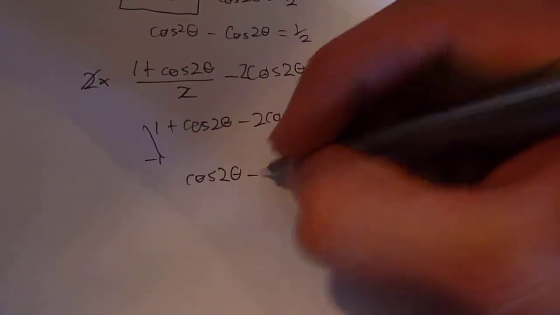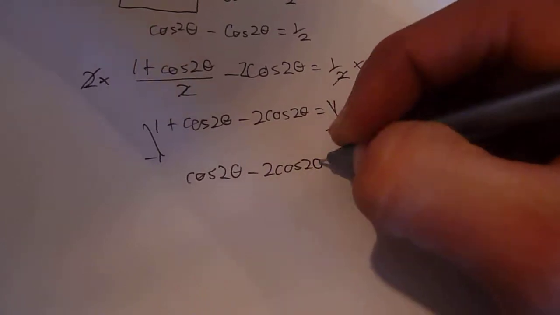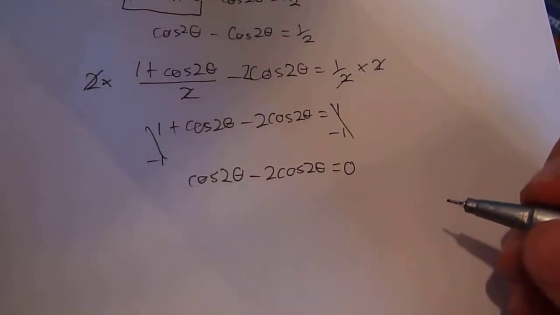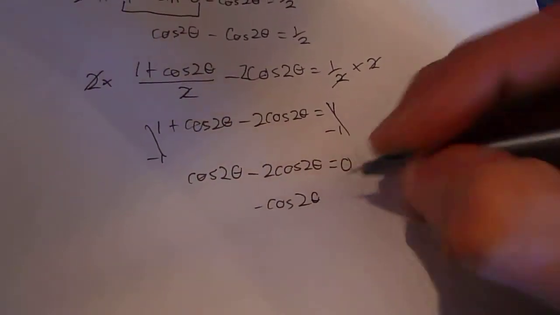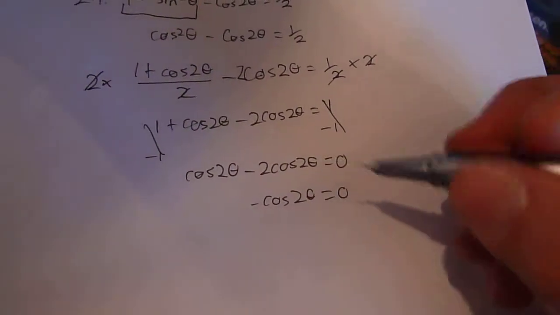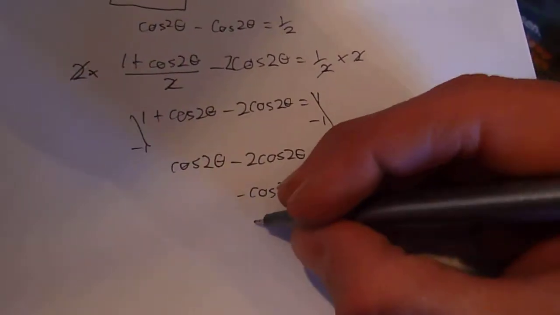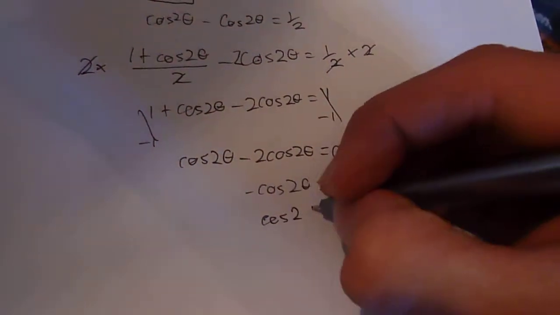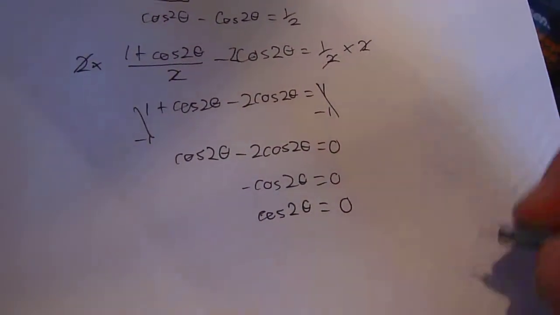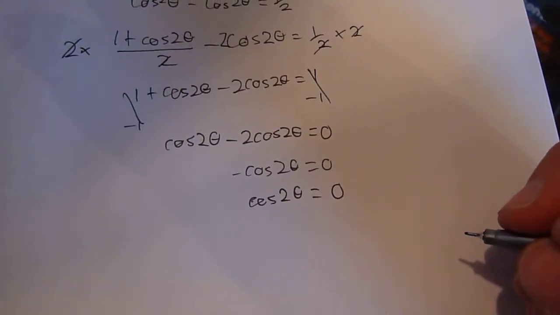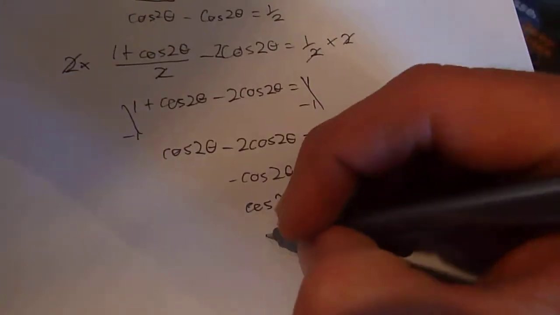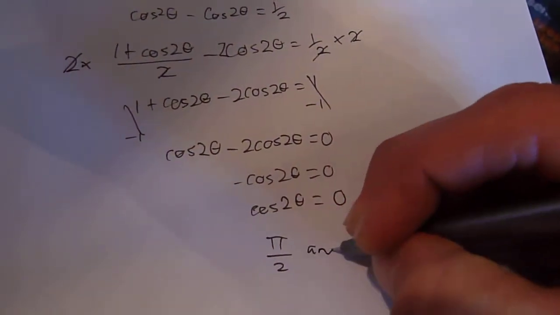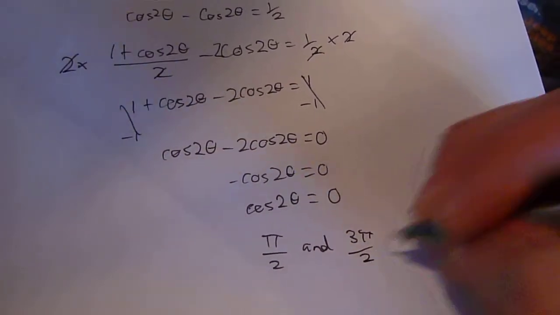And now you have cosine 2 theta minus 2 cosine 2 theta equals 0. And then just by subtracting like terms, you get negative cosine 2 theta equals 0. And then you can just divide each side by -1, and that will give you cosine 2 theta equals 0. And from here you can look at your unit circle and find out where cosine equals 0, and that is at pi over 2 and 3 pi over 2.